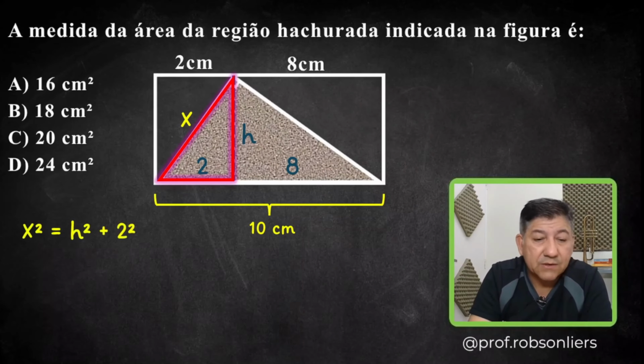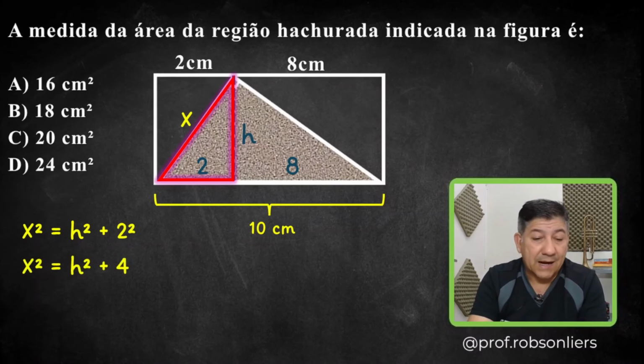Look, x squared equals the height squared plus 2 squared, right? The square of the hypotenuse is equal to the sum of the squares of the legs. So x squared will be equal to h squared plus 2 squared, which is 4. I'll keep this information here, okay? x squared equals the height squared plus 4.